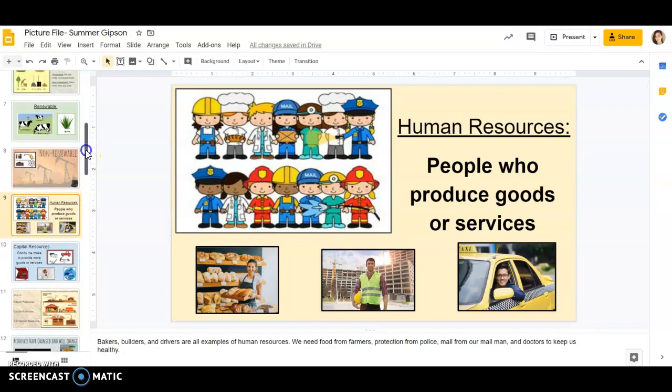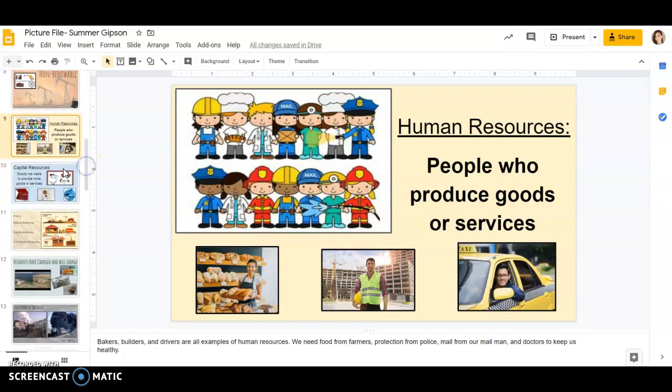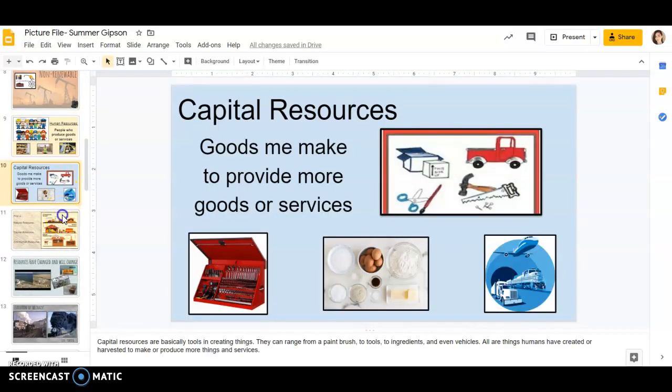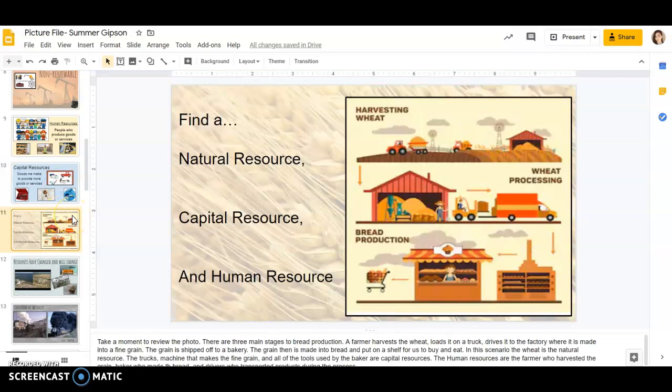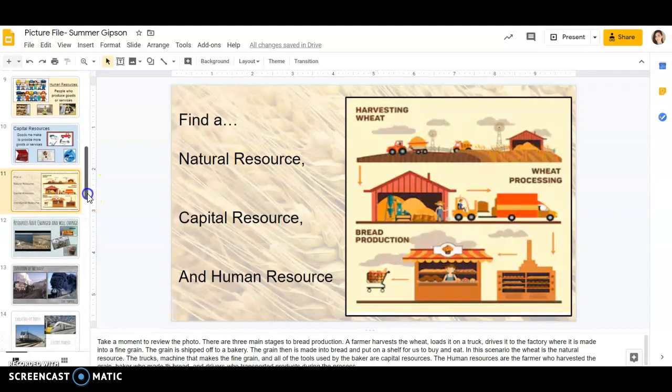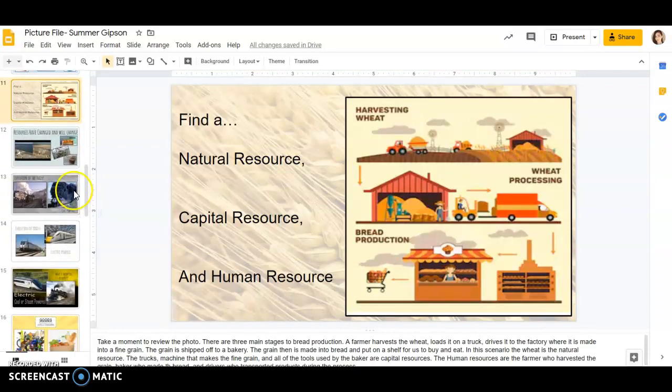And then we go into human resources, capital resources, and then we do an example where we try to find where in the process we find a natural, a capital, or a human resource. Because there are two types of natural resources, we can also ask, where do you find a non-renewable and a renewable source? Obviously, the wheat would probably be the renewable, while the gas to power the machines might be the non-renewable, since that's a fossil fuel.